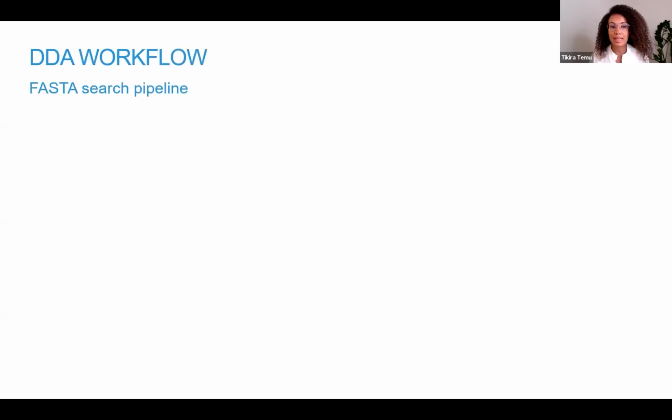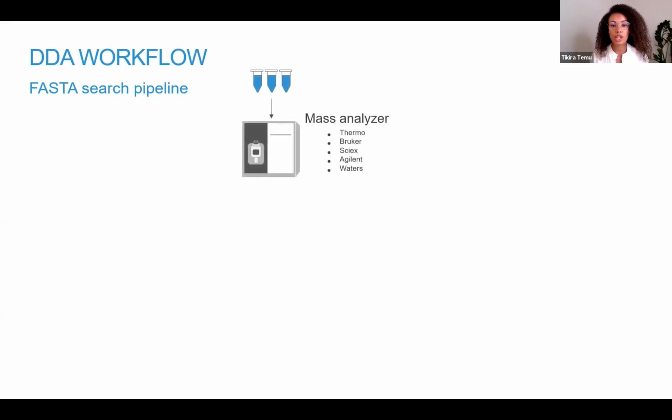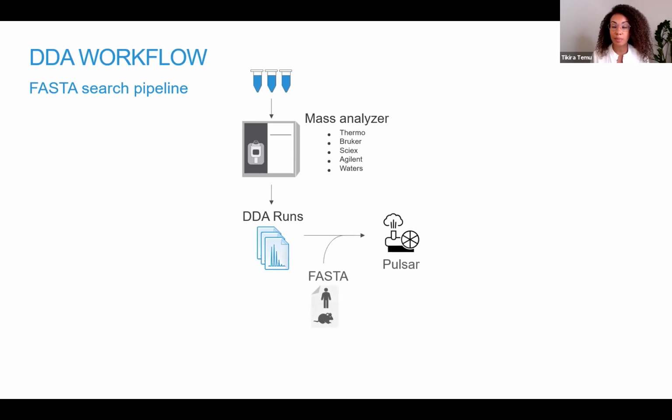Let's have first a look at the classical Fasta search pipeline. So here we have biological samples, which are then measured on a mass analyzer. And we support 5 different vendors for that. In the end, we will have the DDA runs. In the classical Fasta search pipeline, we use a Fasta file, put that together with the DDA runs into Pulsar, and in a spectrum-centric search, we will retrieve our search results.